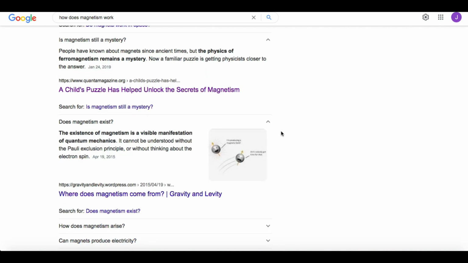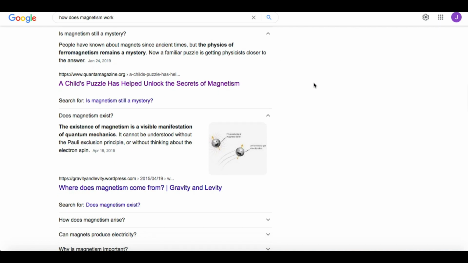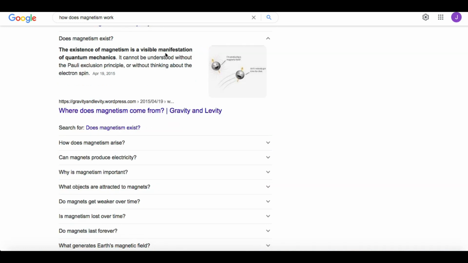Here we go. People finally admitting the physics of ferromagnetism remains a mystery. Oh, really? Oh my gosh, you're telling the truth. Did you hurt your tongue? Is it bleeding? The existence of magnetism is a visible manifestation of quantum. Oh my God. So now they have to, because their lies ain't working anymore. They're not cutting the mustard. Now they're resorting to this new trick up their sleeve, which is quantum mechanics, which is another ton of crap. They come up with all these things because it's a house of cards, right? It's built on lies upon lies upon lies.